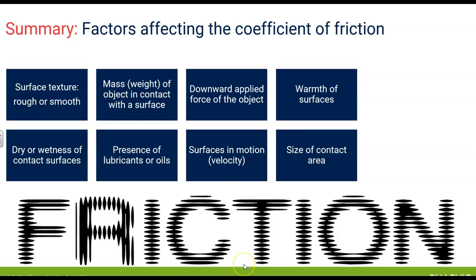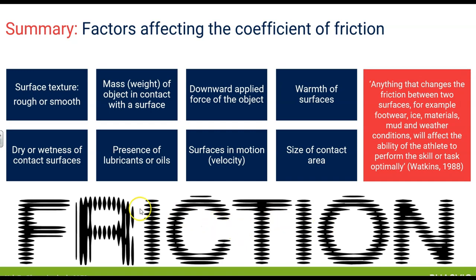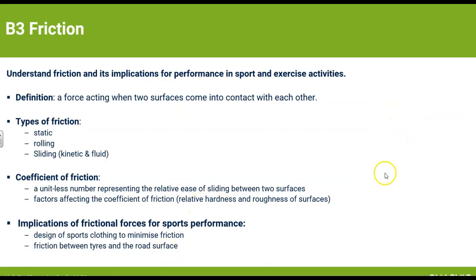So just to summarize, there are lots of things that can influence the level of friction between two surfaces, and we've looked at quite a few of them in the examples I've gone through. This really just summarizes all the different things that can influence the coefficient of friction. So just to finish up, that's the spec again. We've been through all of those things. Hope that makes sense.